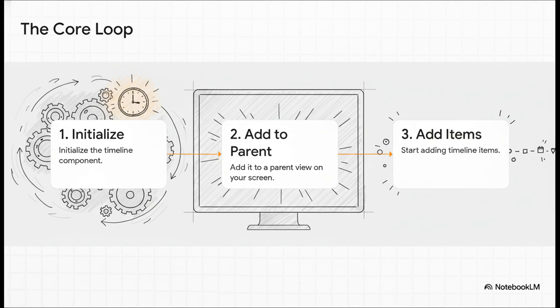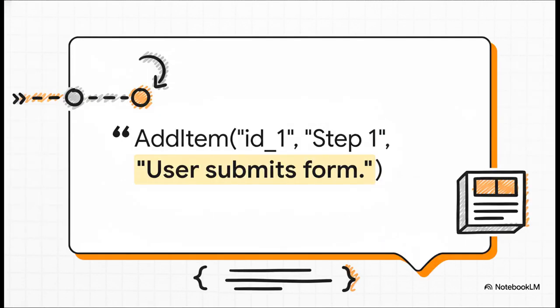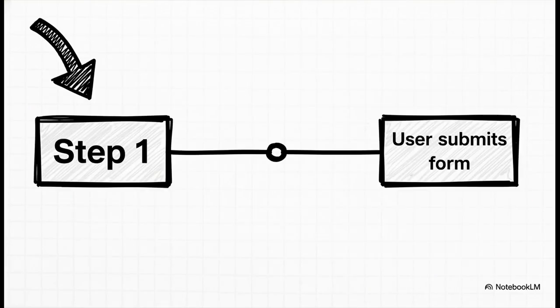That's the whole loop. And when I say add items, check this out. It's literally just this one single line of code. You call add item, you give it a unique ID so you can reference it later, then some text for the start side and some text for the end side. That's all there is to it. And bam, this is what you get, instantly, the result of that one line of code. You see step 1 on one side, user submits form on the other, all connected with a line and a little marker. You get immediate visual feedback. You're turning code into a clean UI element in like a second.